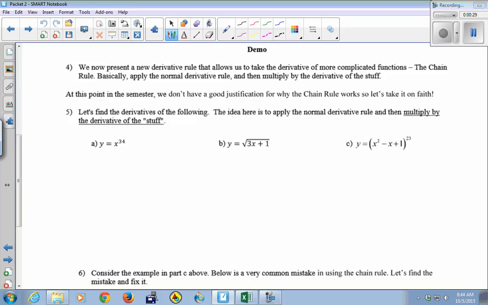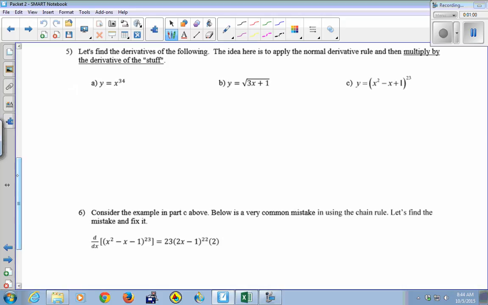Okay, so we're going to learn a new derivative rule today. It lets us take derivatives of even more complicated functions, the chain rule. So basically, the chain rule says, apply the normal derivative rule, and then multiply by the derivative of the stuff, the inside stuff. At this point in the semester, we don't have a good justification for why the chain rule works, so we're just going to take it on faith. At some point, I will be able to justify it for you. Just can't do it right now.